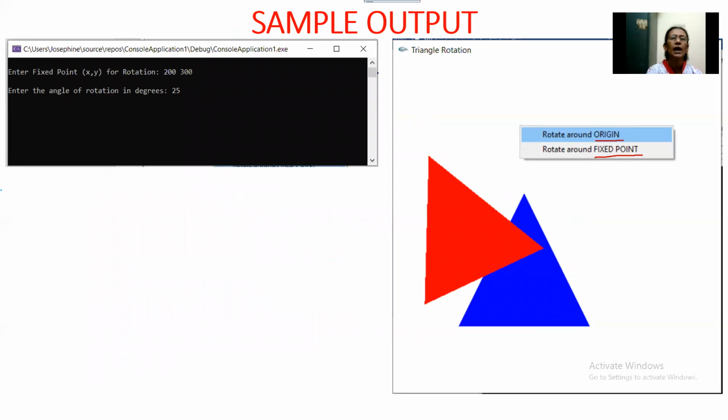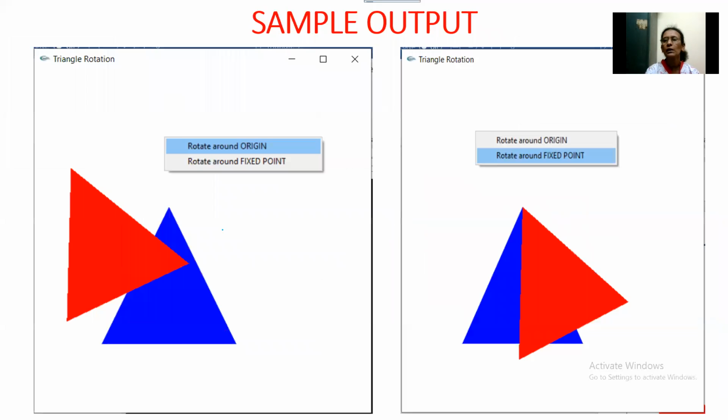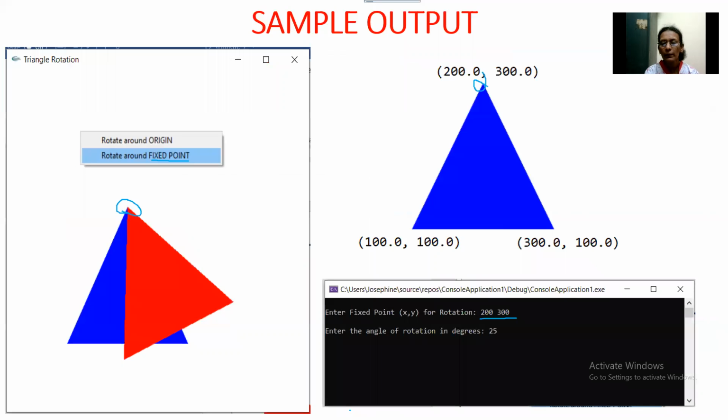So when I execute, it asks for the fixed point. I have given 200, 300, and the angle of rotation as 25 degrees. So I get this. Next, if I select rotate around fixed point, then this is the output I get. I know that my triangle is 100, 100, 300, 100, 200, 300. I have given the fixed point of rotation as 300, 200. So this point has to remain fixed. That is why you see for both the triangles, this vertex is common. Clear? You can see an execution of this program.